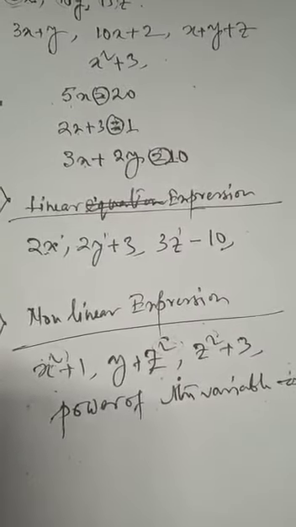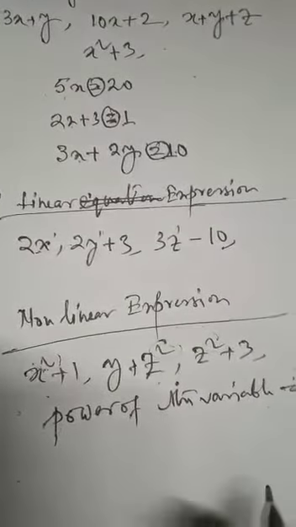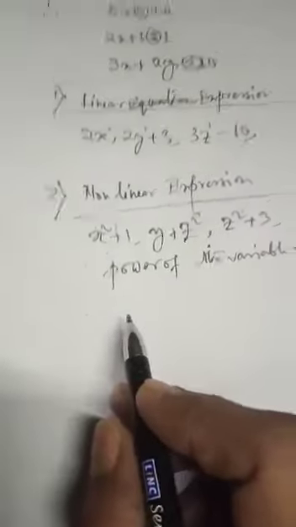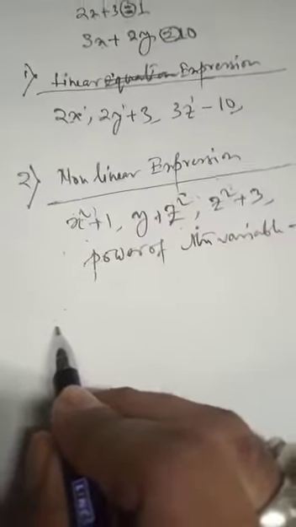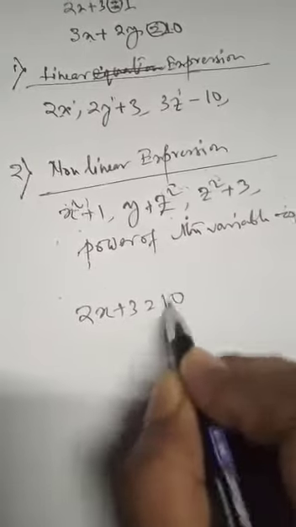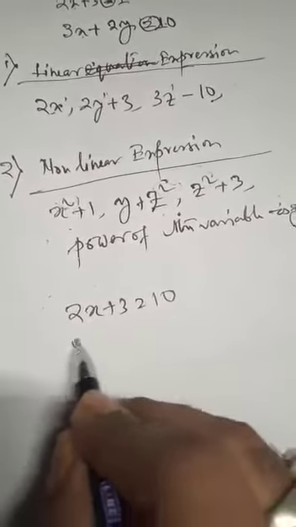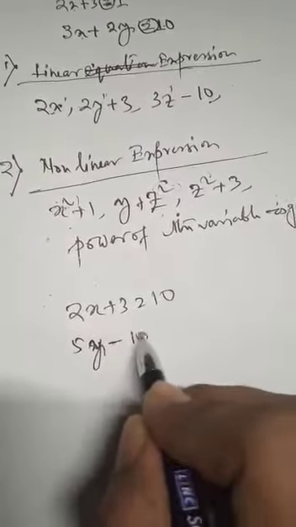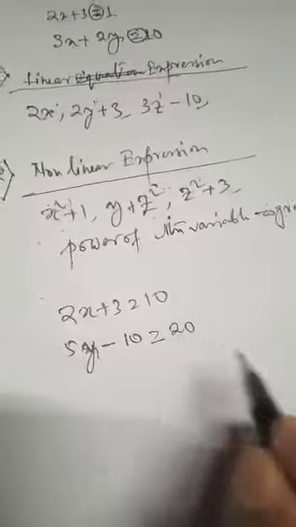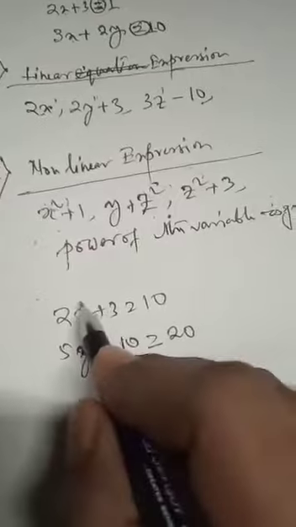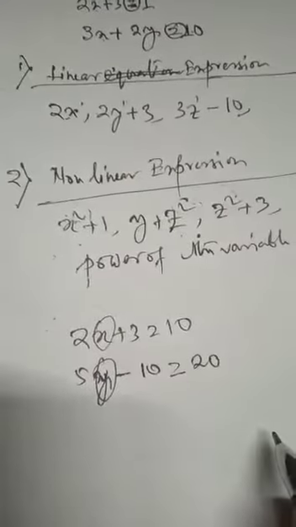Now, linear equation in one variable. How do we write a linear equation with one variable? We can write a linear equation with one variable like 2x plus 3 equals 10, 5y minus 10 equals 20. These are examples of linear equations with only one variable.